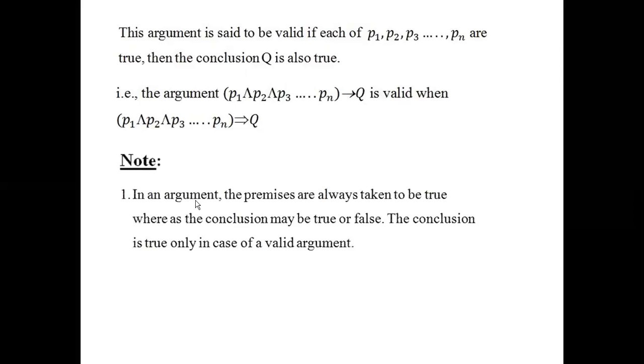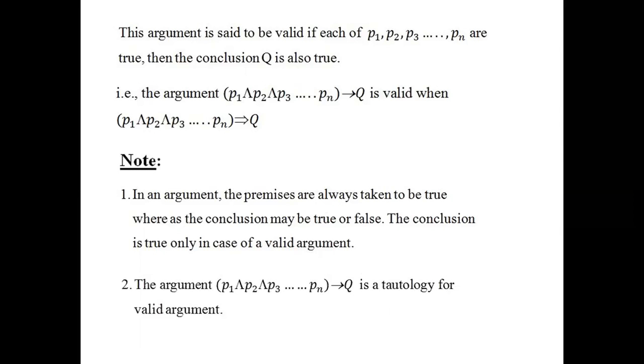Note, in an argument, the premises are always taken to be true. That is P1, P2, P3 etc. up to Pn are always considered to be true, whereas the conclusion may be true or false. The conclusion is true only in case of a valid argument. So suppose we have a valid argument, then the conclusion is assumed to be true. Otherwise, the conclusion is false.